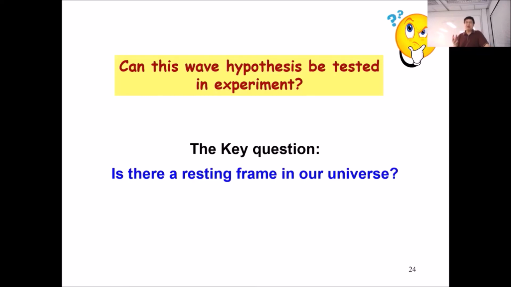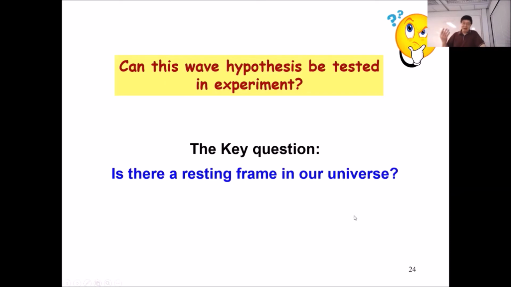Now, why is this question important? According to the classical view, the vacuum is empty space, and so Einstein assumed that any inertial frame should be equivalent. This is like a symmetry. But in the wave hypothesis, the vacuum is a wave medium. It is not empty space. So the vacuum medium itself will provide a reference frame, and we may call it the resting frame. So if a particle is moving in this wave medium, then you can measure the speed of the particle against the stationary frame of this wave medium.